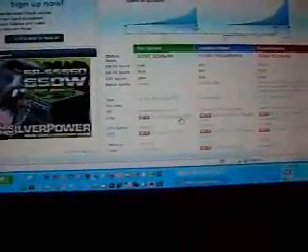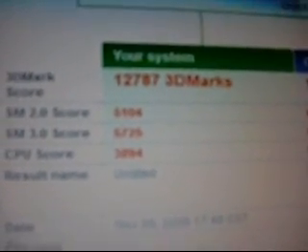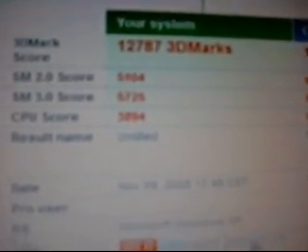Okay, we just finished running our test on XP. Here are our test results. We have a total score of 12,787, SM2 score of 5104, SM3.0 score of 5725, and a CPU score of 3894. So now I'm going to reboot into Vista, and we'll run the same test in there.